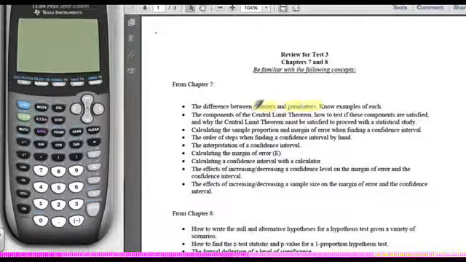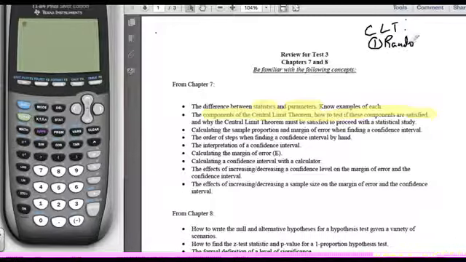You also need to be familiar with the components of the central limit theorem, how to test if these components are satisfied, and why the central limit theorem must be satisfied in order to proceed with our statistical studies. So first off, our components and how to test if they're satisfied. There were 4 components that we studied in chapter 7. There were 2 that we really focused on. Number 1, is it a random sample?